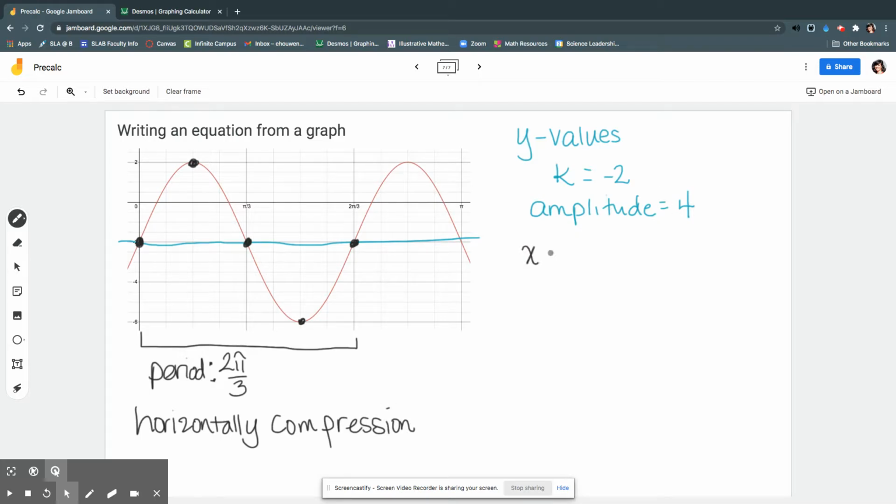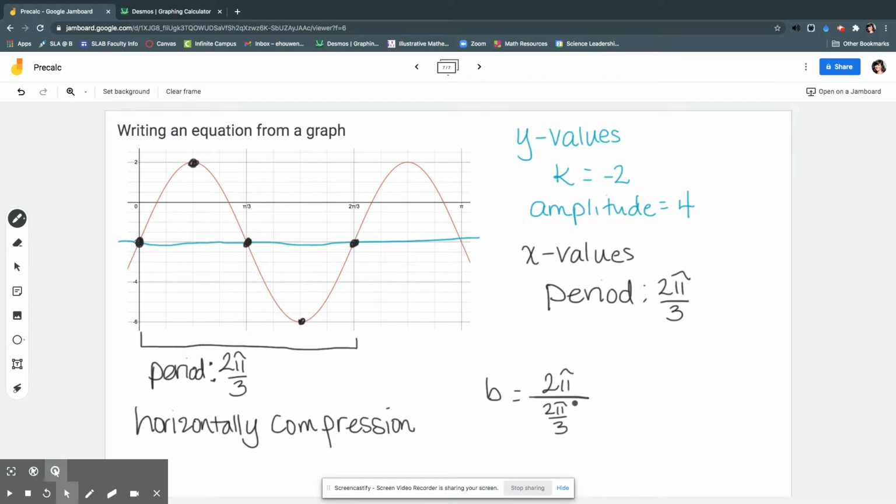Okay, so thinking about the x values, I found the period of 2 pi over 3. To then actually find the b parameter, we have a formula for that, which is 2 pi divided by the period gives us b. You can also think to yourself that 2 pi, sorry, the period times b would give you 2 pi. There's a whole video about that.